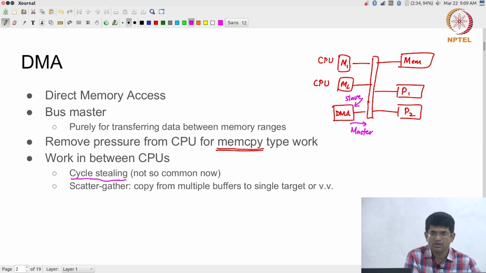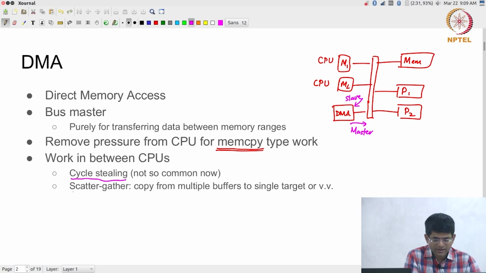Nowadays this is not so common because, especially with pipelined transfers and so on, it becomes hard to really predict exactly when you can take control of the bus, when you can release the bus, and so on. So you don't really see this term used very often, but the principle behind it is that the DMA unit is sitting in the background and only doing work whenever the CPU is not actively working.